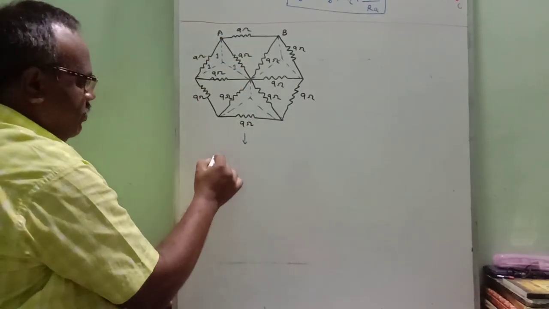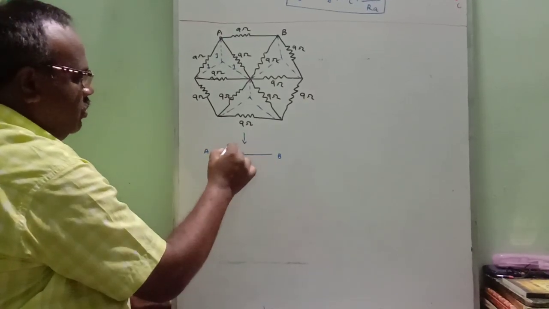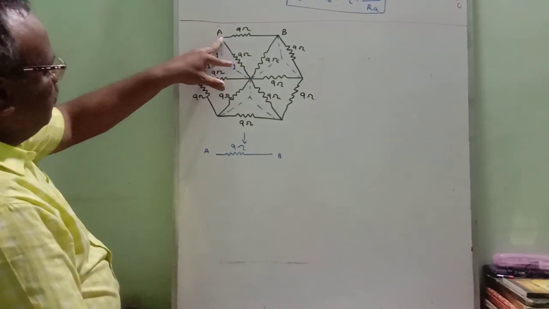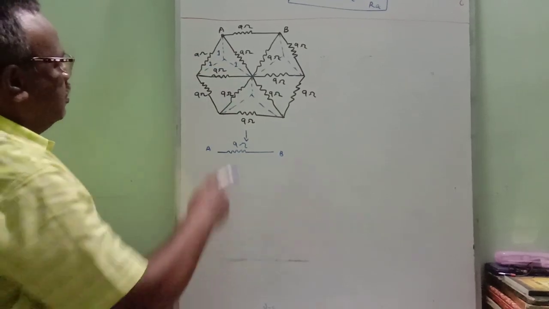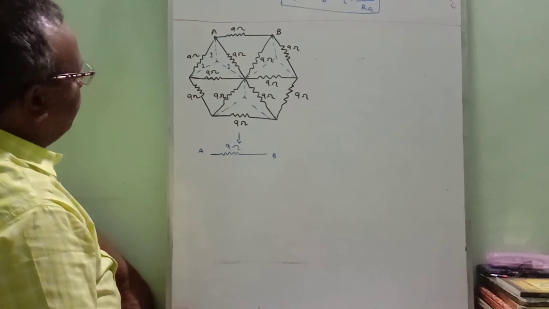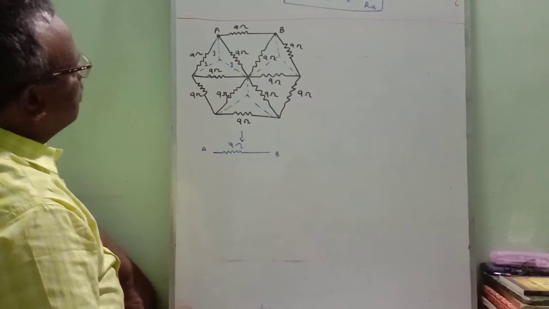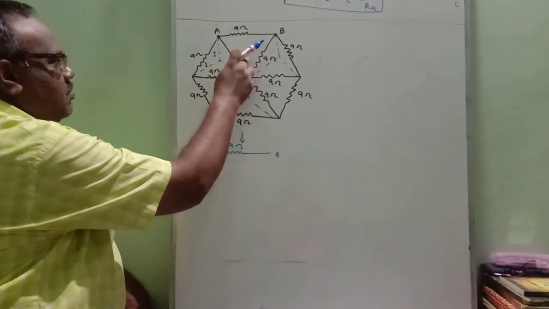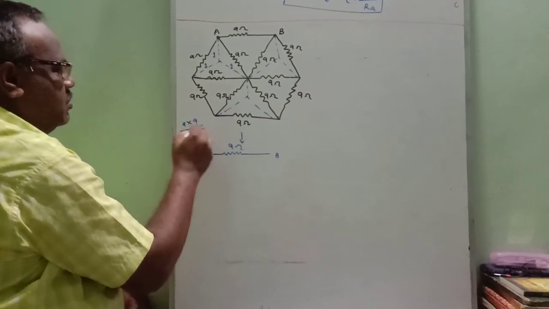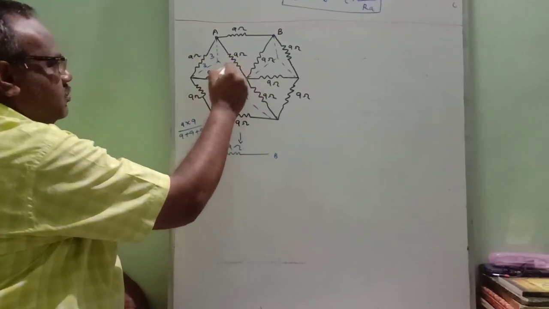In between A and B point, this is A, this is B, 9 ohm is there. Now, from this point, it will be 9 into 9 divided by 9 plus 9 plus 9. So it is 18. This is 3. This will become 3. So these are 3.